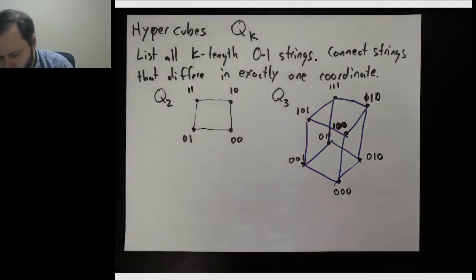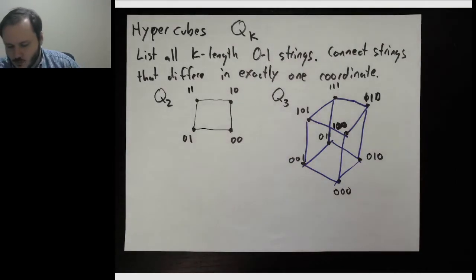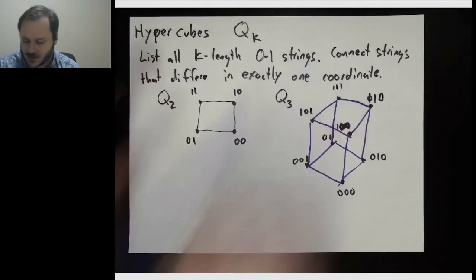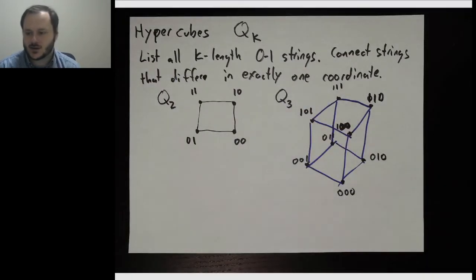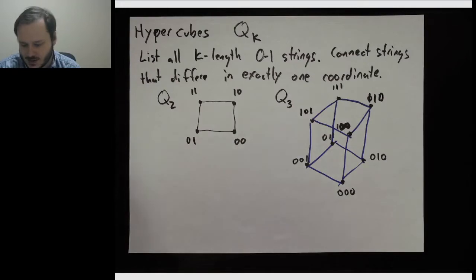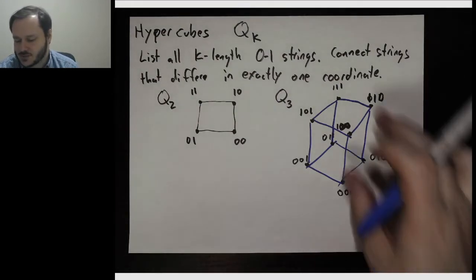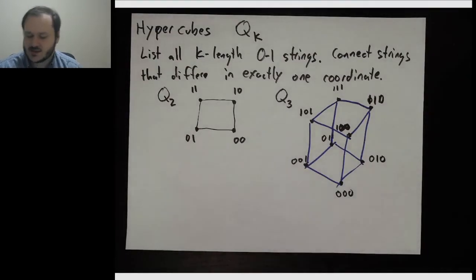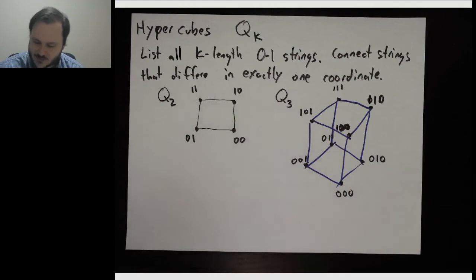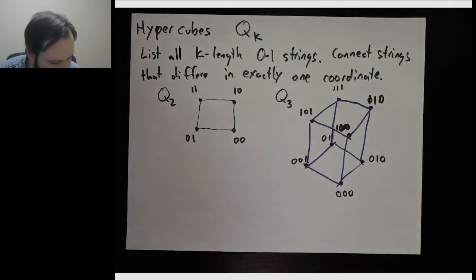So I'm not going to try and draw Q4. Q4 has, well, let's see, how many different k-length strings are there? We can do a rule of product calculation. I have k places to make a decision, 2 options in each decision. I have 2 to the k vertices. So Q4 has 2 to the 4 is 16 different vertices. You basically have 2 different Q3s, and edges between them. Looks really wild, but hard to draw.